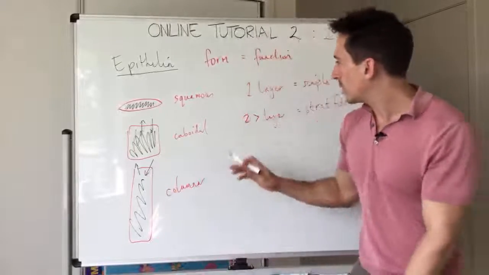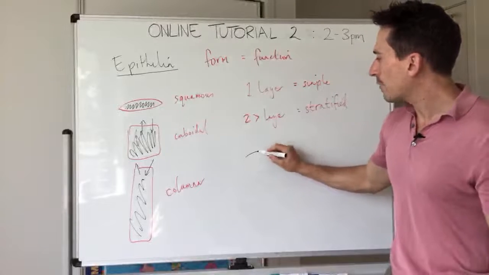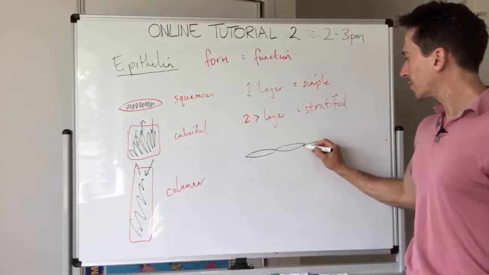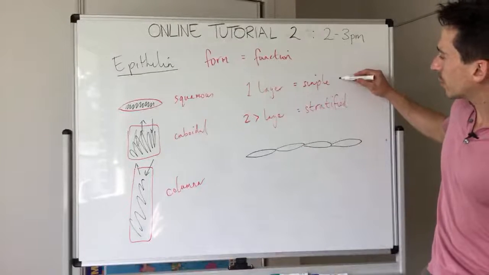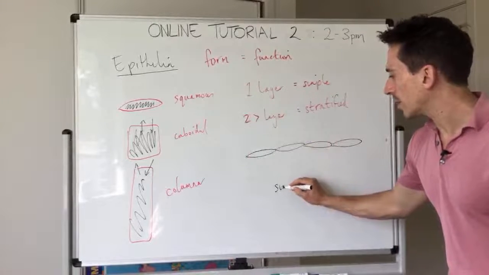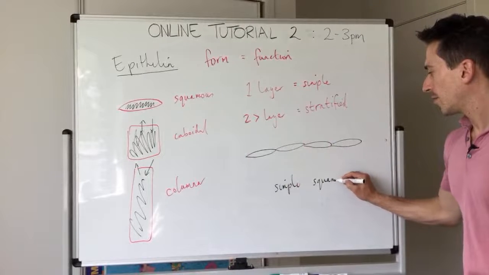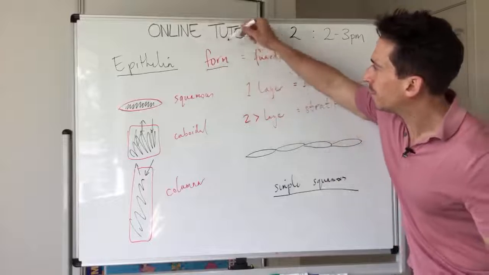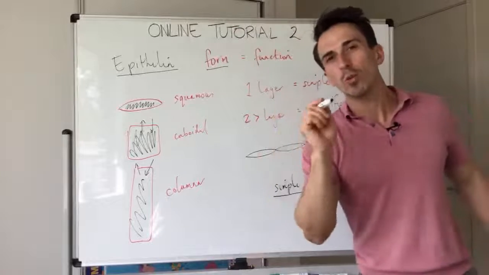Right. Now, when we look at the layers, let's just start with squamous, for example. If I had one layer of squamous cells, you would call this simple, because it's one layer, squamous. So this is called simple squamous. Easy. But that is just describing its form. But form equals function. So knowing that it's simple squamous should tell you what it does.